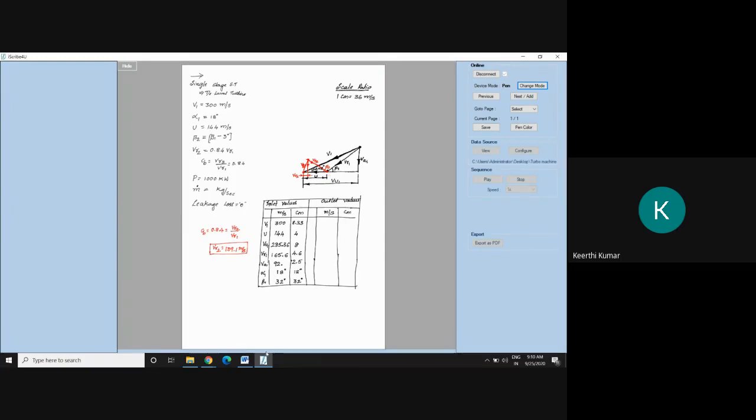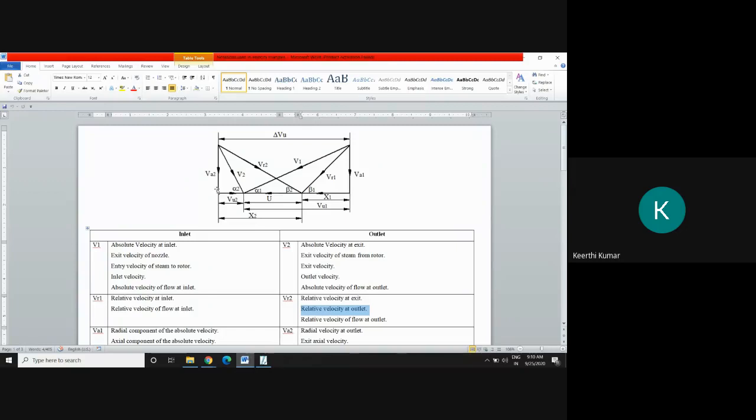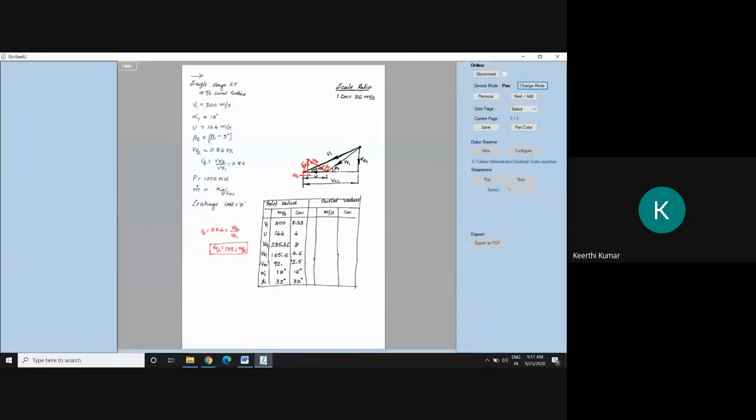I will show you the standard triangle. See here, VU2 went outside because this alpha 2 was less than 90 degree, for example. If alpha 2 is less than 90 degree, VU2 goes outside. If it is greater than 90 degree, VU2 definitely will come, sorry, V2 will come inside. That you can see here.